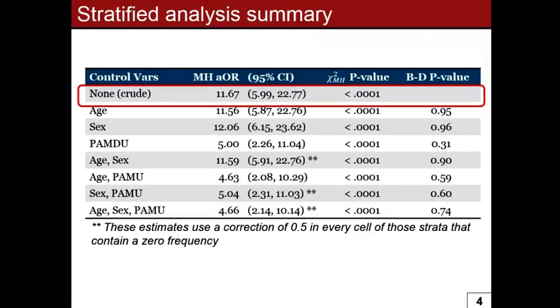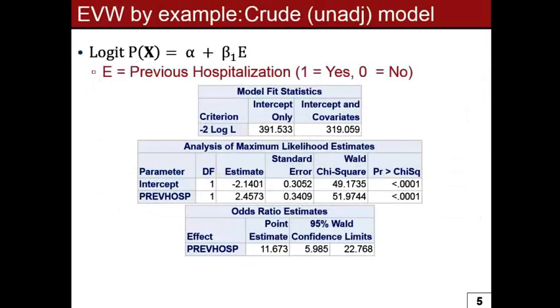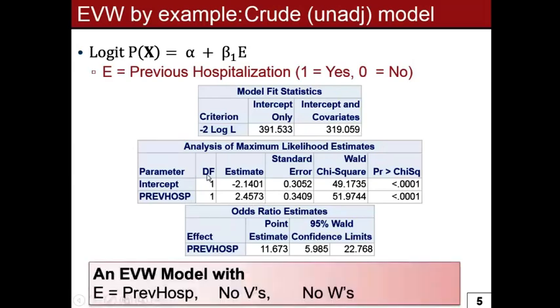So we were kind of revisiting the earlier example of this MRSA example just to show what happens to those models with this notation. And so we had a simple model with just an intercept and the exposure. This is kind of like the unadjusted model. Nothing's going on here. We have just alpha plus beta 1 times exposure. Here we have the SAS output below. And so this is beta 1 here. This is the exposure variable is previous hospitalization. And so this model has no V's and no W's, is what you would say.